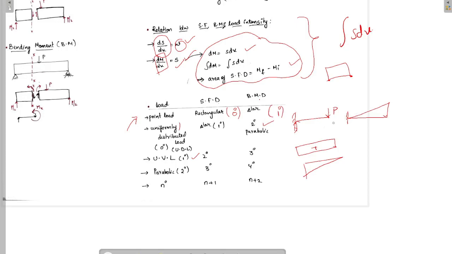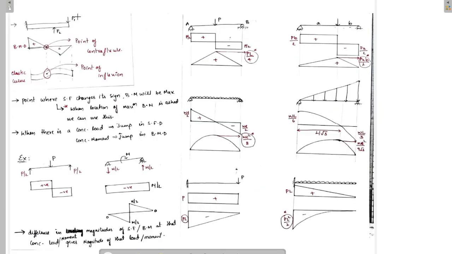be a cubic parabola. If the loading is a 2nd degree varying loading, then shear force diagram will be a cubically varying diagram and bending moment diagram will be a 4th degree equation. For an nth degree varying load, the shear force diagram will be an n plus 1th degree curve, and bending moment diagram will be an n plus 2th degree curve. Now let's proceed to the next part.